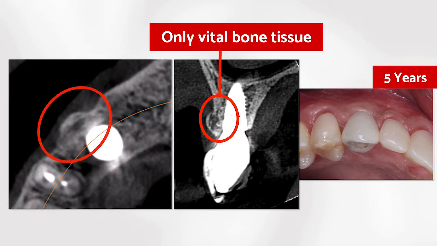And I can say that we have only vital bone tissue around the implant. You can see through the sagittal view and the axial view, the maintenance of the volume, the thickness, and the contour of the bone tissue. And remember that the soft tissue still remains in the same position due to the presence of the new buccal bone wall.